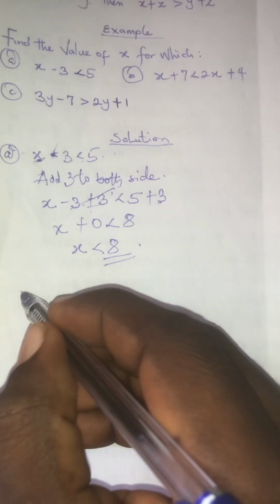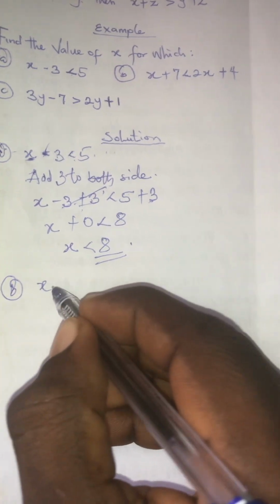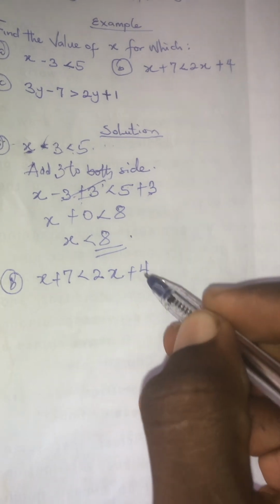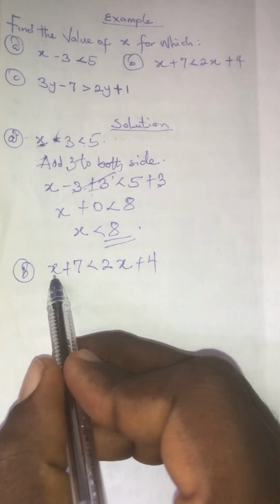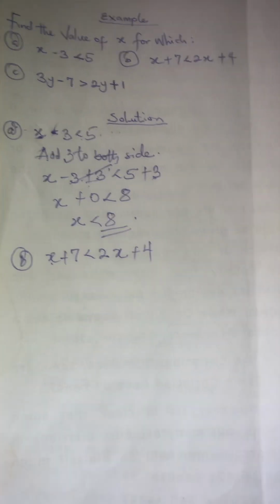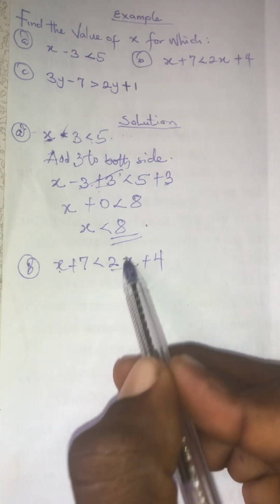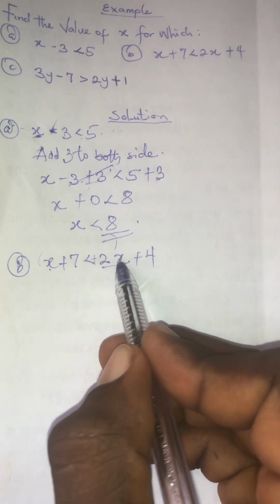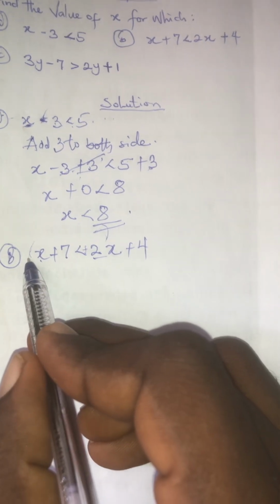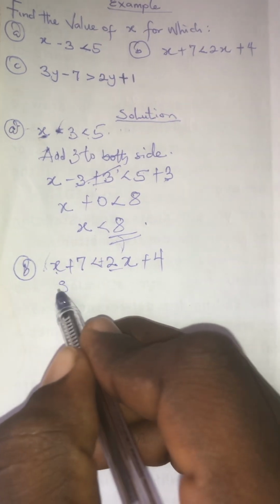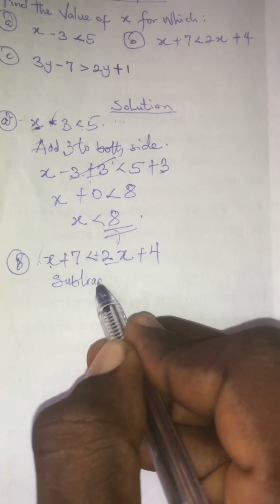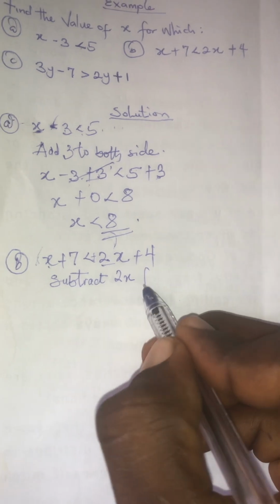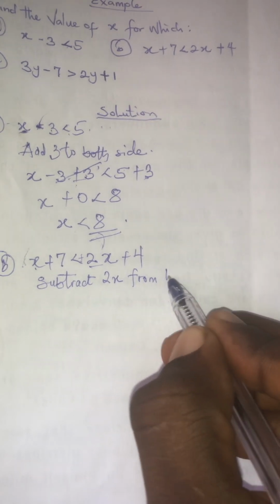Then the next question you have B. We have x plus 7 less than 2x plus 4. The same thing with this one too. You have x here. First of all, do it step by step by bringing this one to here. So we have this positive here. We carry this plus 2x to here. That will turn negative here. So we have to subtract 2x from both sides.